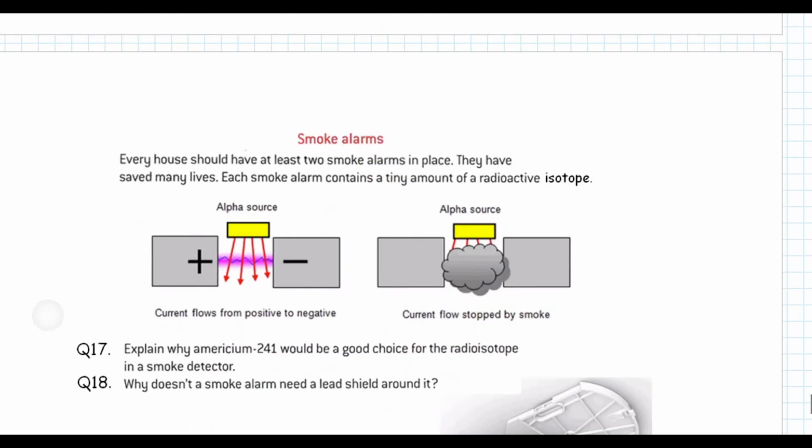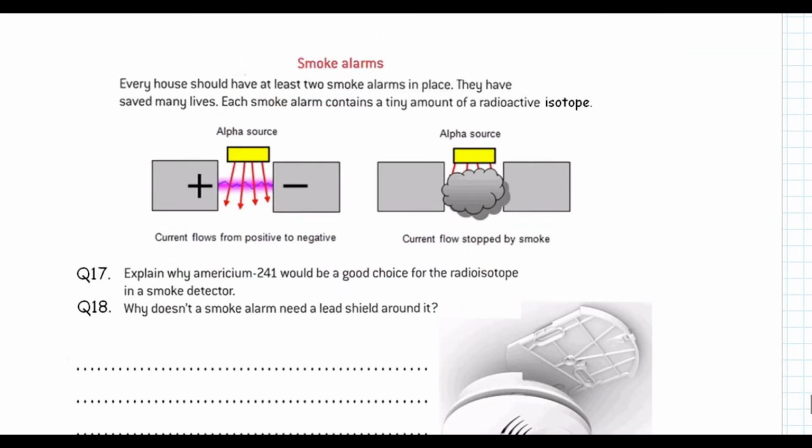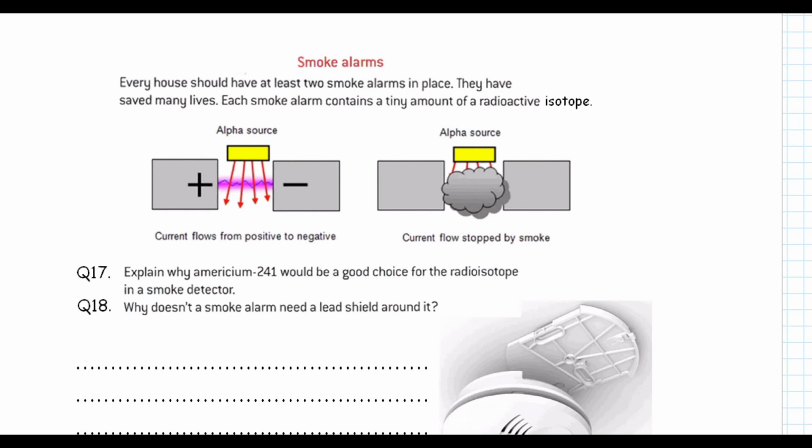Now turn on to page 59. Smoke alarms also use radioactivity. Every house should have at least 2 smoke alarms in place. They've saved many lives. Each smoke alarm contains a tiny amount of a radioactive isotope.